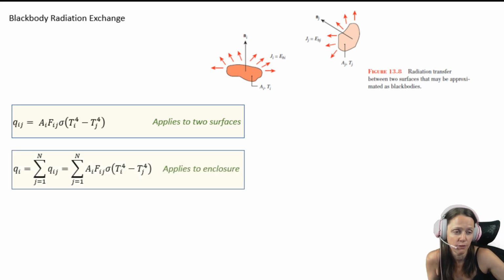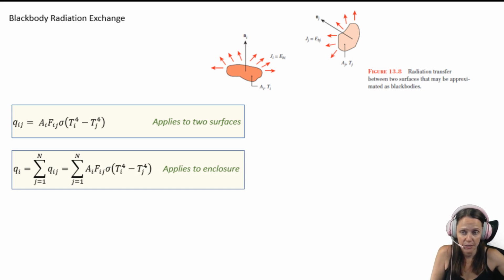And of course, if we have multiple surfaces, or if we have an enclosure, we just sum all the heat transfer rates from surface I going into all of those n surfaces, and then sum them up to get the total heat transfer rate by radiation from that surface.